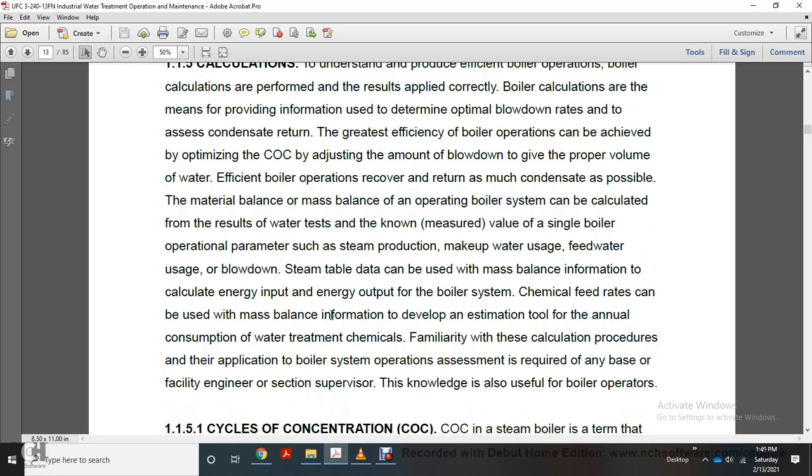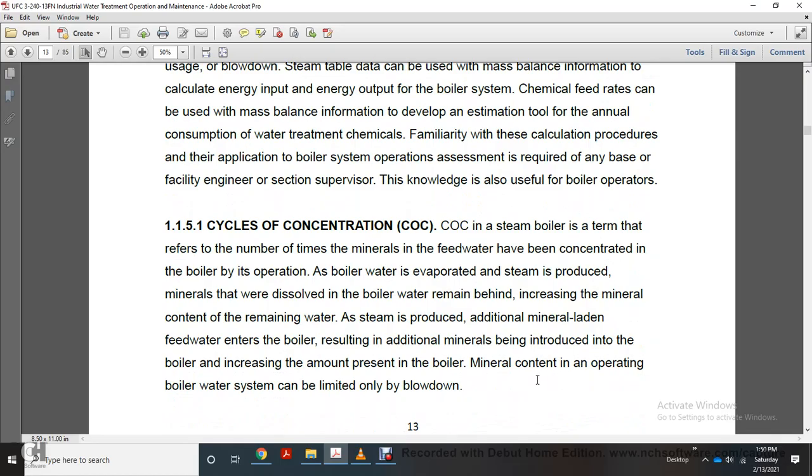Mass balance is the information from the calculated energy input and the energy output of the boiler system, including the chemical feed rate. The information developed is an estimation tool for annual consumption of water treatment chemicals. Familiarity with the calculation procedure for the application of the boiler system operation assessment is required of any facility engineer, section supervisor, and boiler operator.